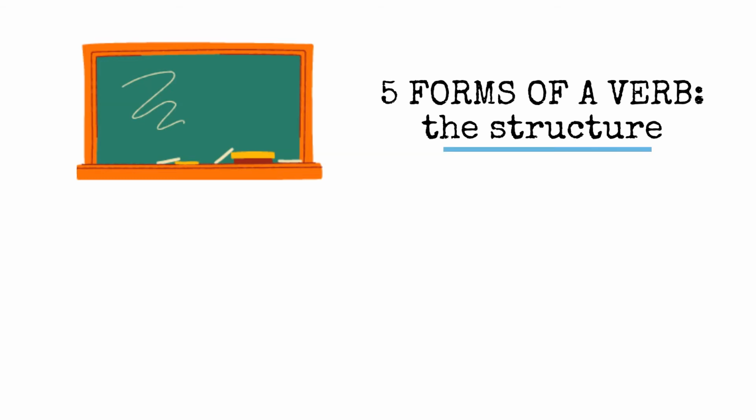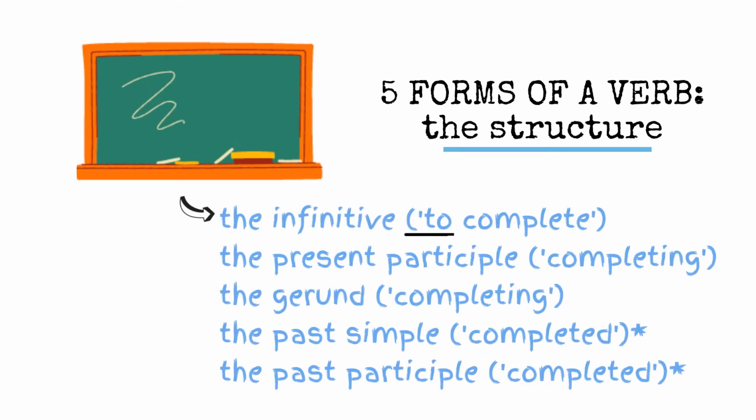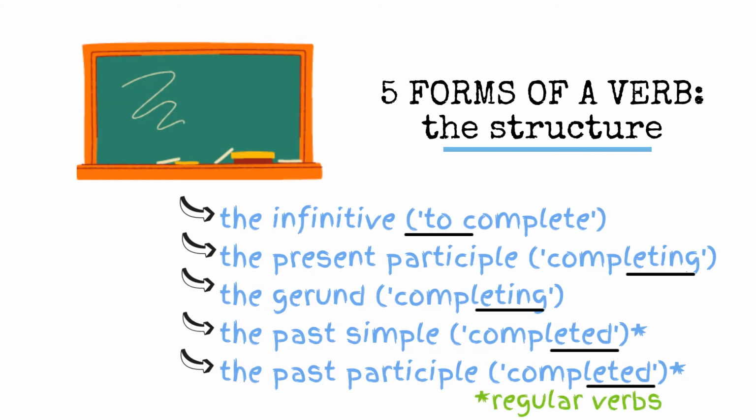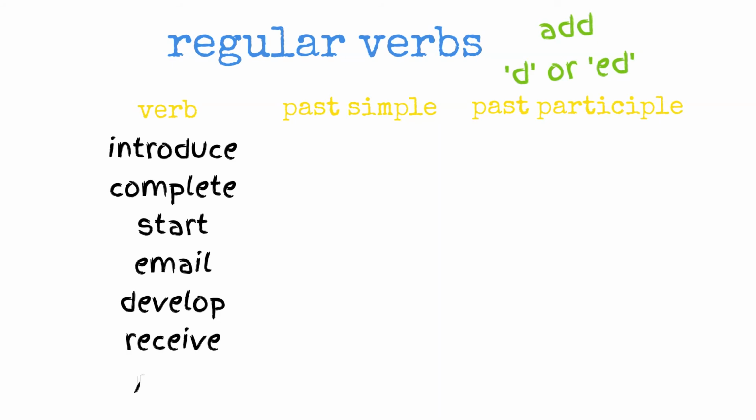Let's have a look at the structure. For the infinitive form, we always add a to before the base verb. For the present participle and gerund form, we add an ing at the end of the verb. For the past simple and the past participle forms, we add an ed at the end of regular verbs. Here are some examples.